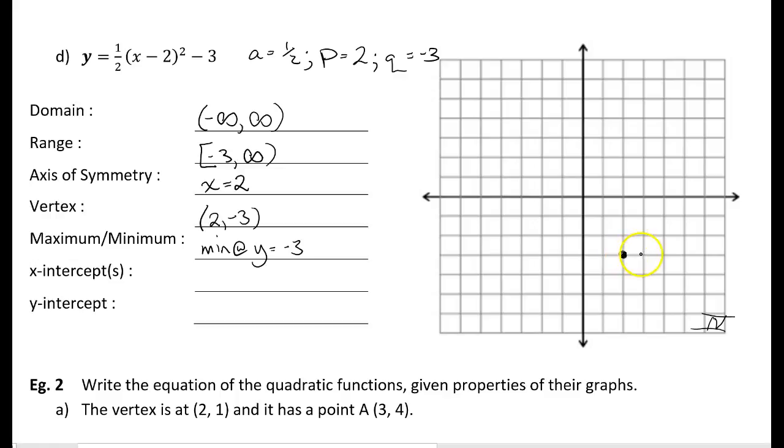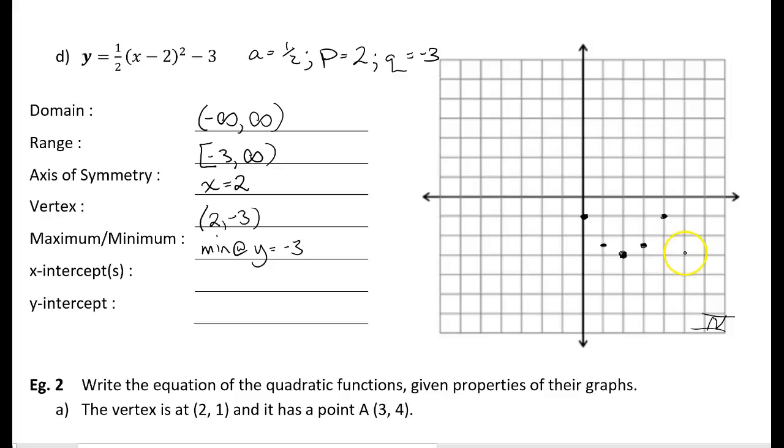Usually our parent function goes over 1, up 1, because 1 squared is 1. But because it's multiplied by a half, that shift up is actually going to be a half. Now I'd go from here. 2 squared is usually 4, so up by 4. But since I'm halving that, I'm only going to go up by 2.